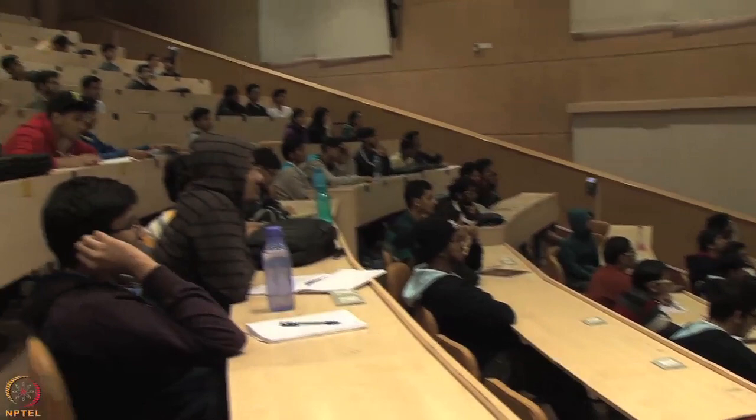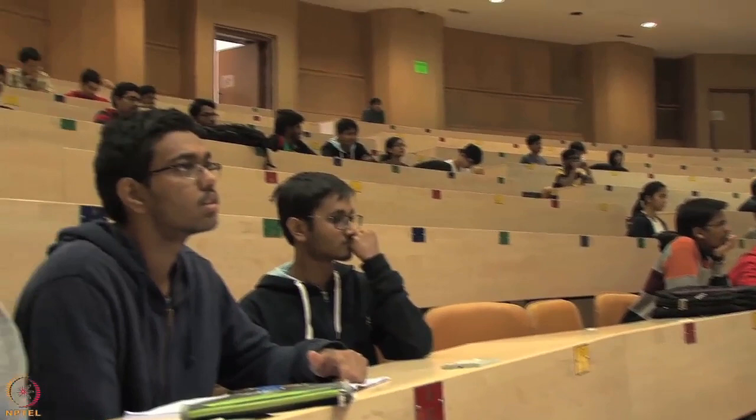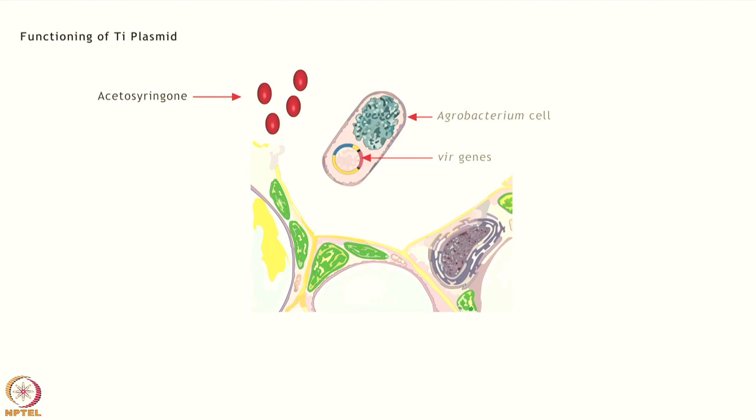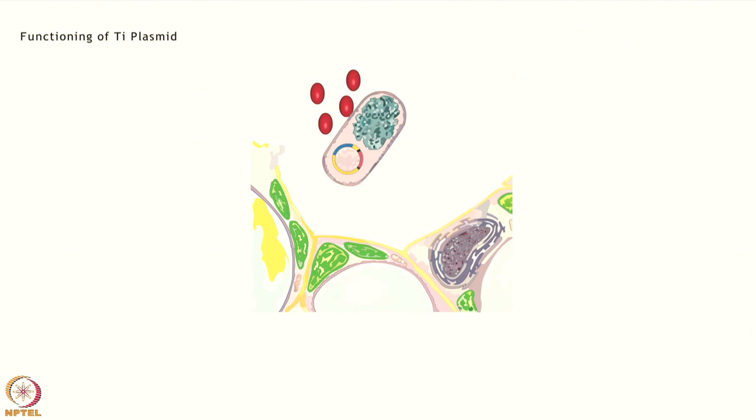So, let us look at how the tumor inducing plasmid, or TI plasmid, could be used to produce transgenic plants. Let me explain this in more detail in the following animation. When a plant gets injured, there is release of the phenolic compound acetosyringone, which is detected by Agrobacterium tumefaciens. Upon detection, the virulence genes of the tumor inducing TI plasmid get expressed, which encode the enzymes that are essential for transfer of the tDNA into the nucleus of the plant cell.